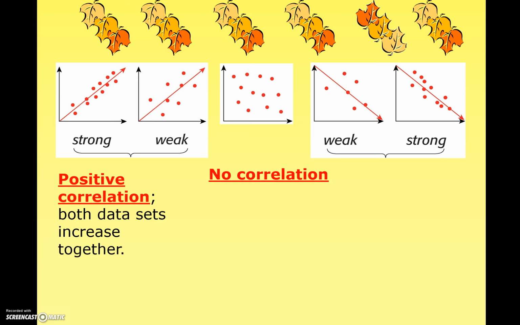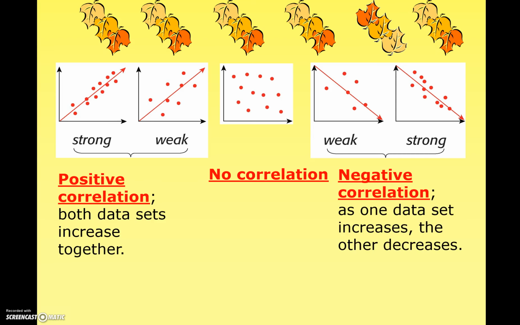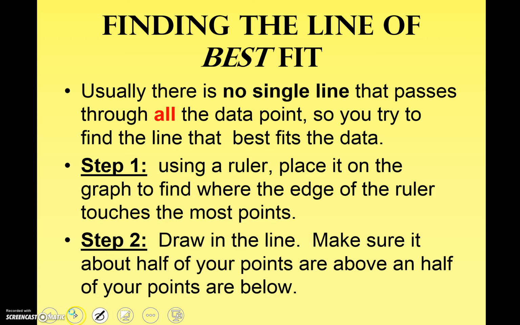With no correlation, we can't find anything that's in common between them. They're not going up or down together. It's all over the place. And the negative correlation is when, as one data set is increasing, the other one is decreasing. For example, in this one here, as we're going from left to right and the x values are increasing, the y values are going downwards, so they're decreasing. That's what that means.